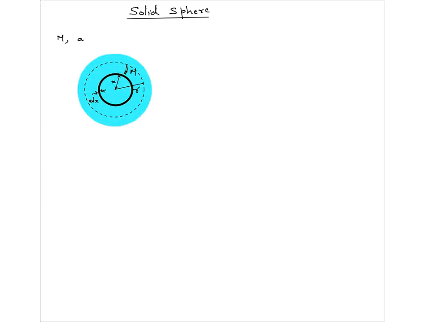How much mass is inside? Mass per unit volume is this. It's a uniform case. So the mass which is inside that dashed boundary is this. So the inside mass is this, and it will act just like a point mass.